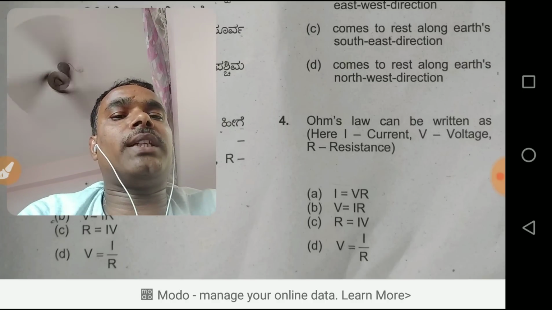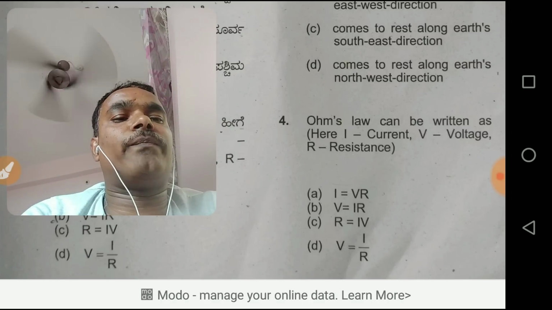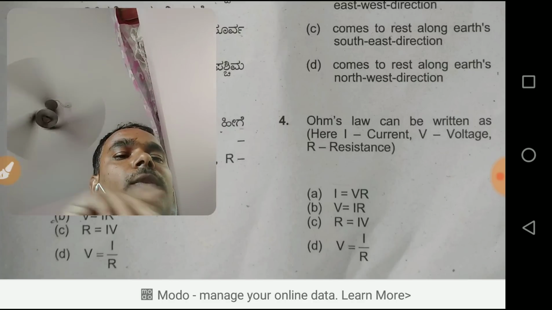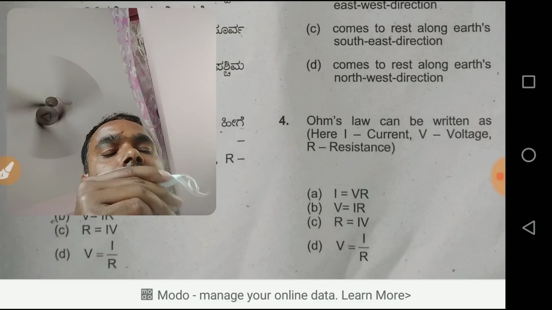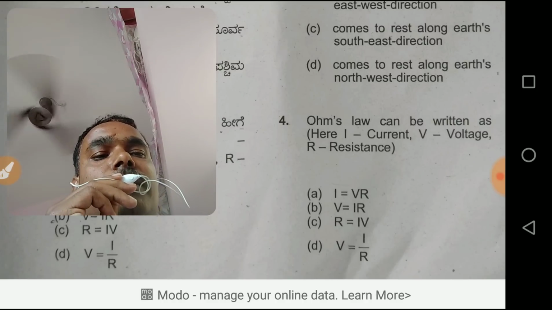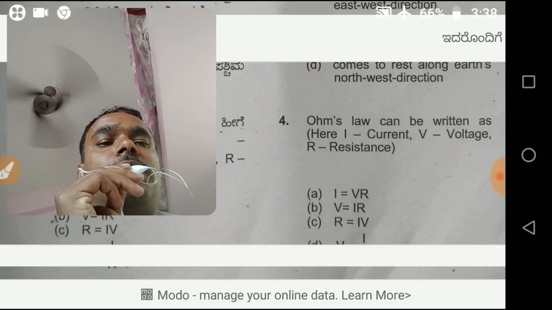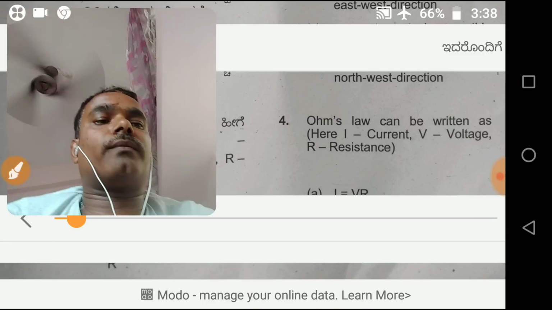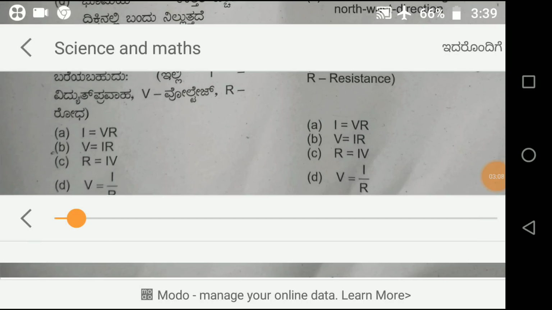Dear friends, Ohm's law states that the potential difference across the conductor or across the wire is equal to the product of current and resistance. That means V is equal to I into R. Therefore the right answer is B, that is V is equal to I into R. So this is the standard formula for Ohm's law, V is equal to I into R. Then next question.